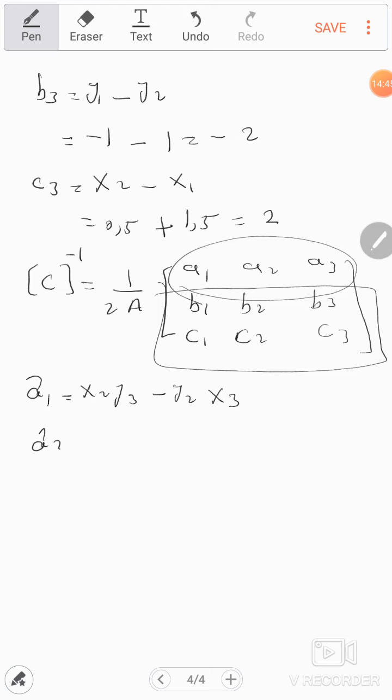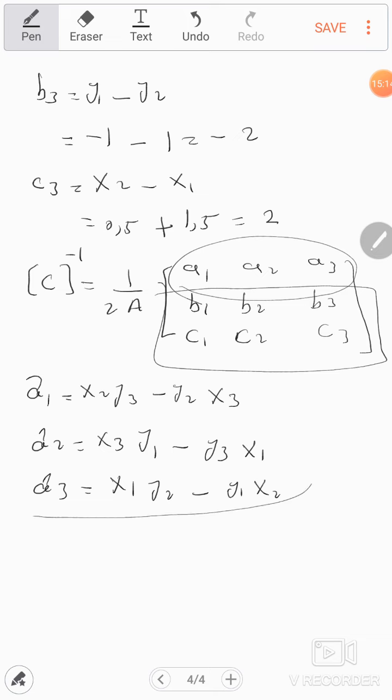For A2 equals x3 times y1 minus y3 x1. For A3 equals x1 times y2 minus y1 x2. This I give to you extra, maybe because some students don't know how to solve A1, A2 and A3. I just give the direct rule for you.